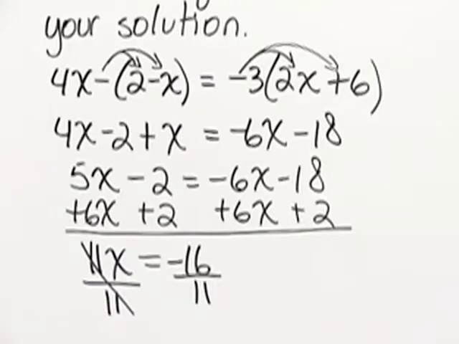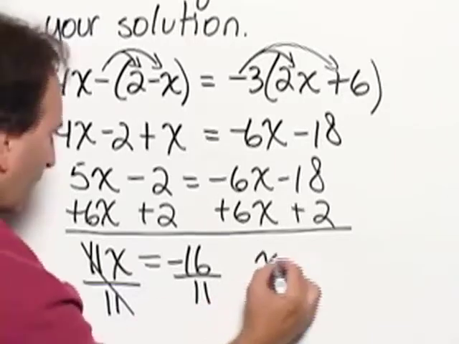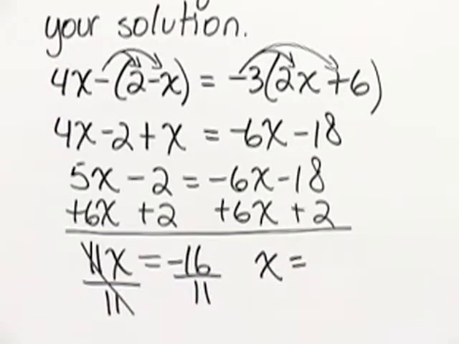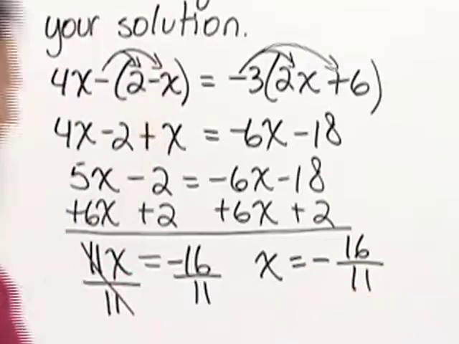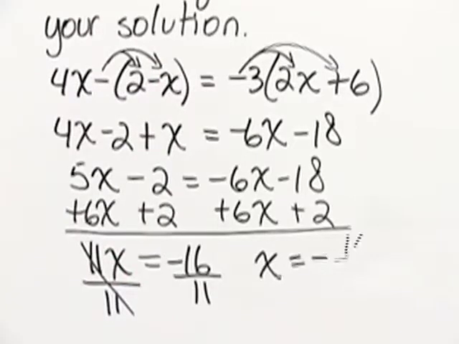On the left-hand side, of course, the 11s cancel and we have plain old x. And on the right-hand side, that is already in a reduced form, so the answer is x equals negative 16/11.